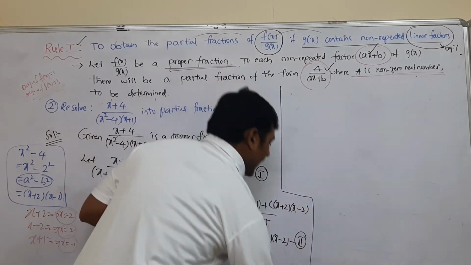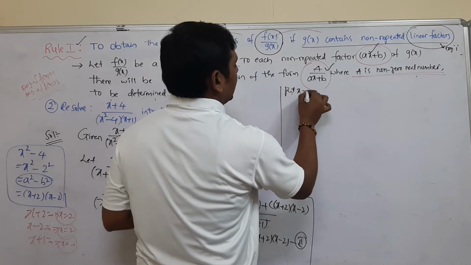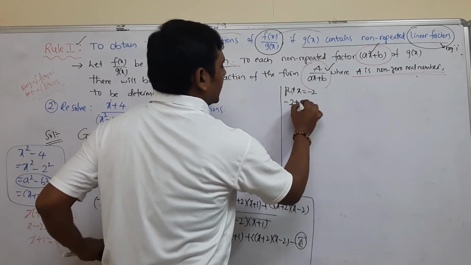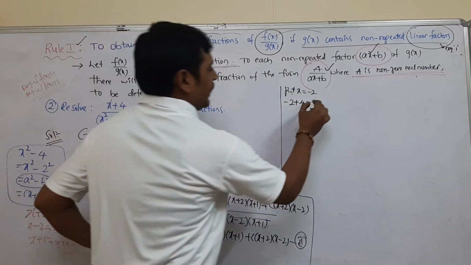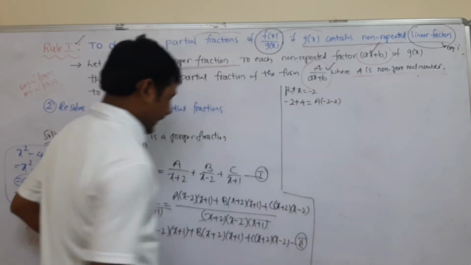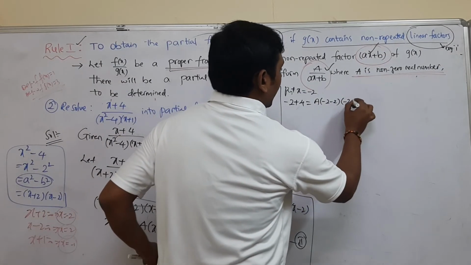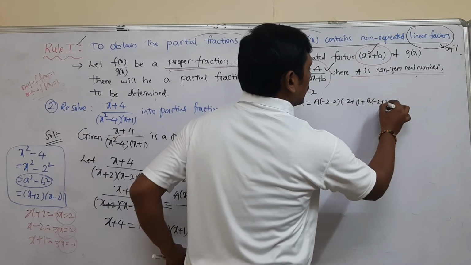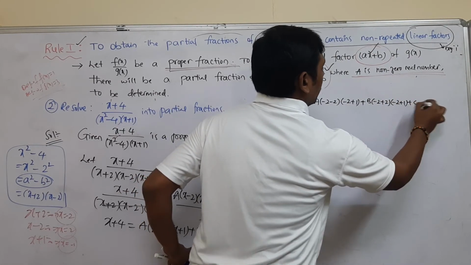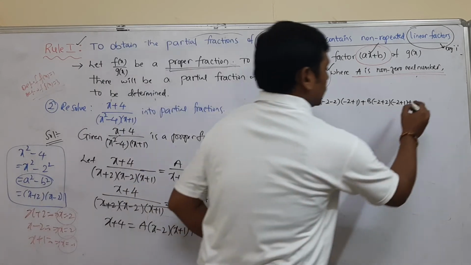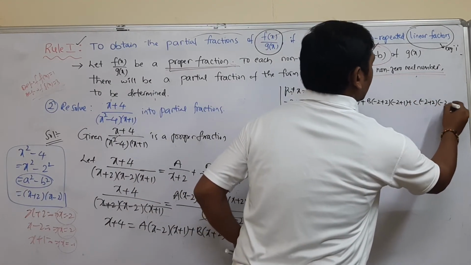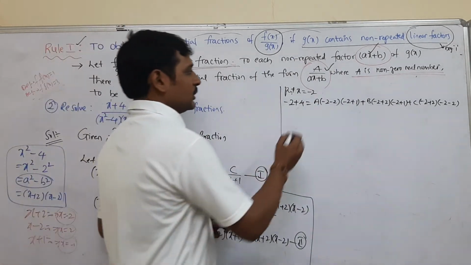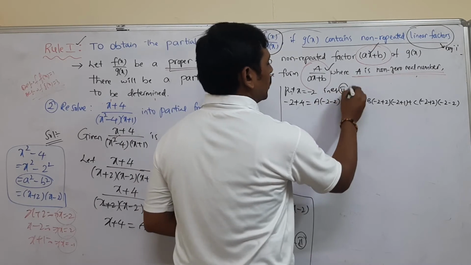So what is the first possibility we have? Put x equals minus 2. So minus 2 plus 4 is equal to a into minus 2 minus 2 plus 1, plus b into minus 2 plus 2 minus 2 plus 1, plus c into minus 2 plus 2 minus 2 minus 2. We have replaced x equals minus 2 in the entire second equation, in equation number 2, right?